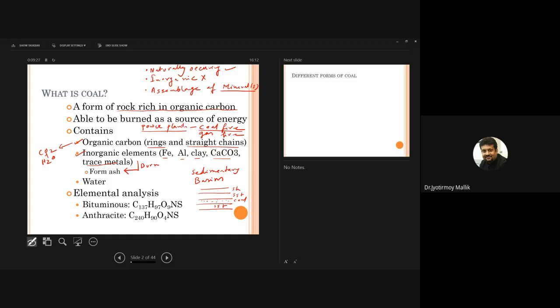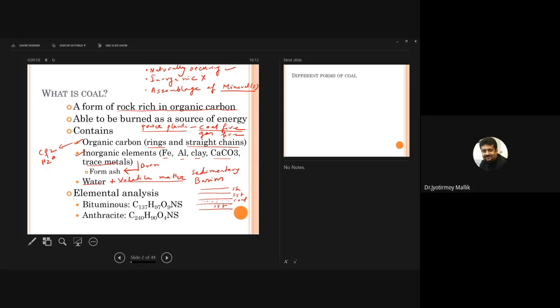And then of course it contains water plus some volatile matter. We will see what they are. Now, water is of course H2O, but volatile matter is anything that vaporizes while you burn coal, which is not H2O. Okay? That is what volatile matter is. We will see what they are.